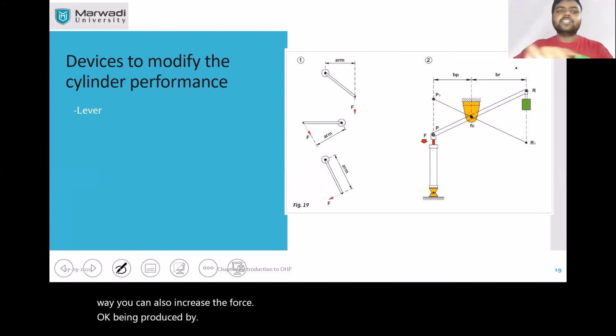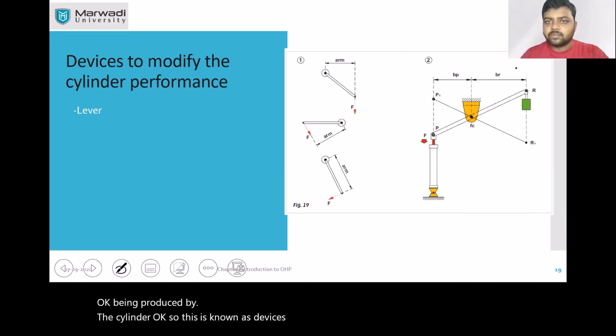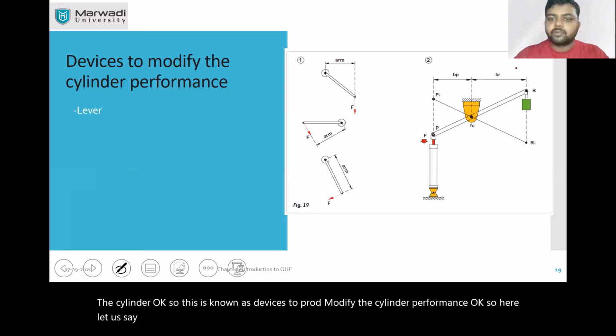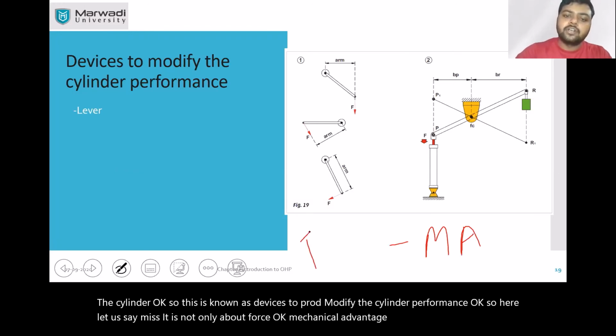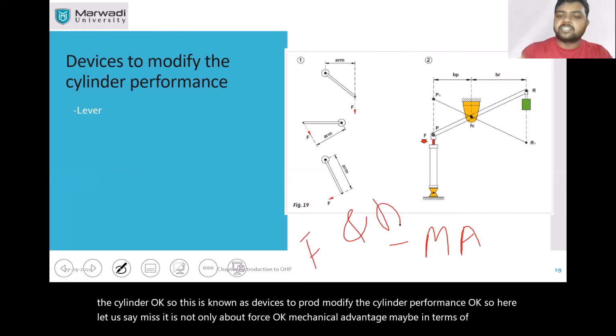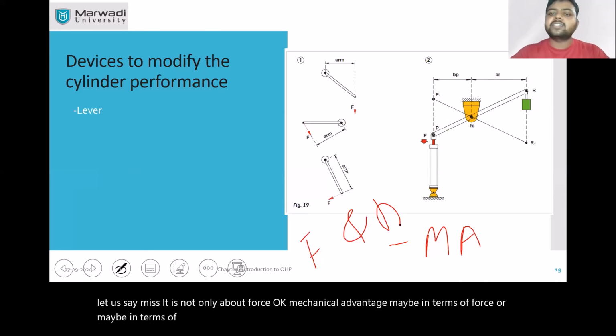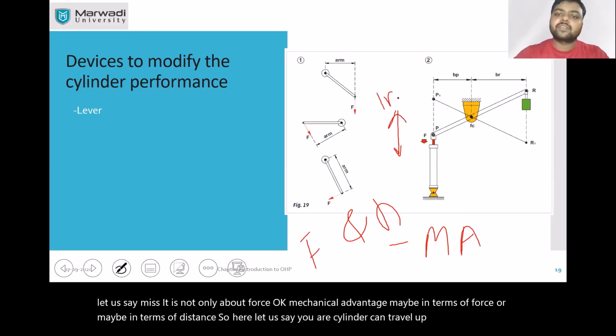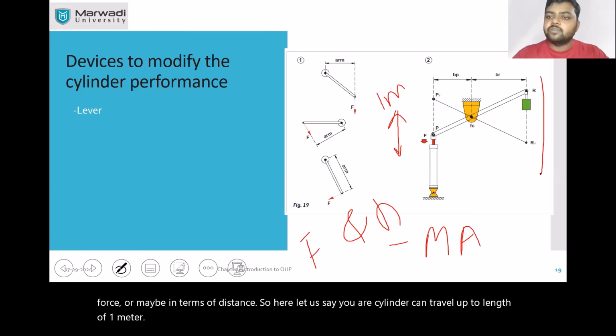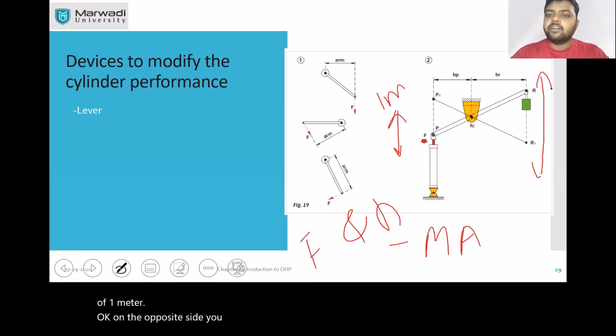So this is known as devices to modify the cylinder performance. Here, it is not only about force. Mechanical advantage may be in terms of force or maybe in terms of distance. Let us say your cylinder can travel up to a length of 1 meter, and on the opposite side you want a length of travel of, let us say, 1.5 meter.